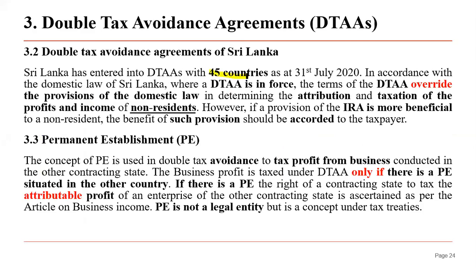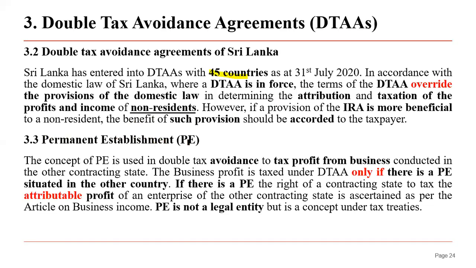We have DTAs with 45 countries, and this is what we call a bilateral agreement. Then we have one multilateral agreement. For the SAARC countries, we have a separate agreement for double tax avoidance purposes. You can refer to that one also if you are really interested in double taxation and fiscal evasion relating to international taxation. So we discussed the main important principle here, the permanent establishment.